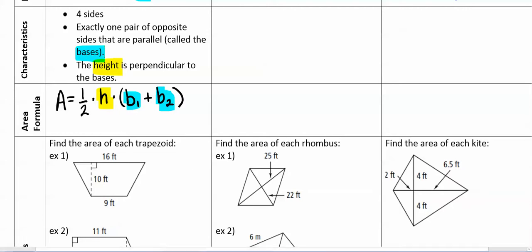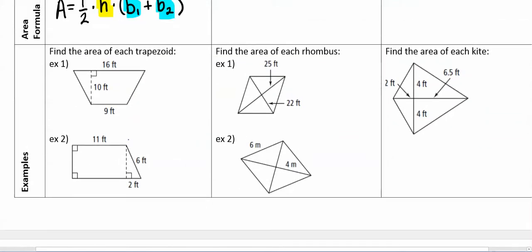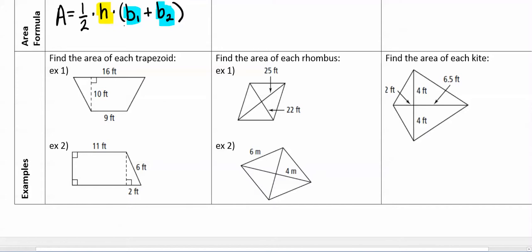Okay, so let's do a couple of problems. We have some examples. First we need to identify what your bases are. Our bases in this case are 16 and 9 because they are the parallel sides. It doesn't matter which one's B1 and B2. And then our height is going to be right here. That is your 10 feet. Okay, so let's plug it in.